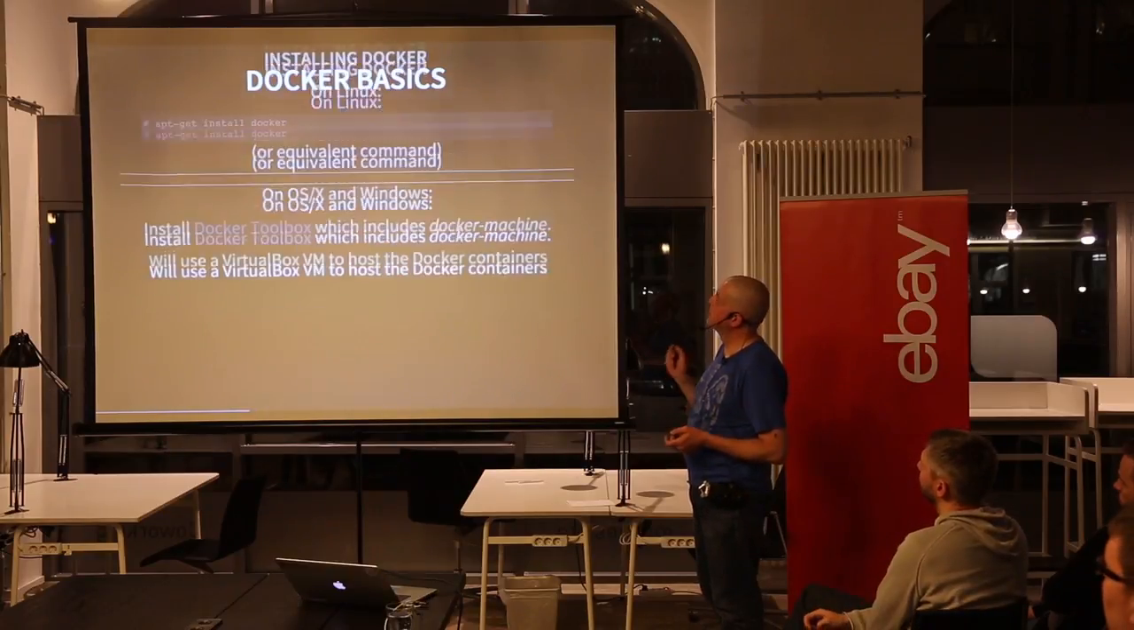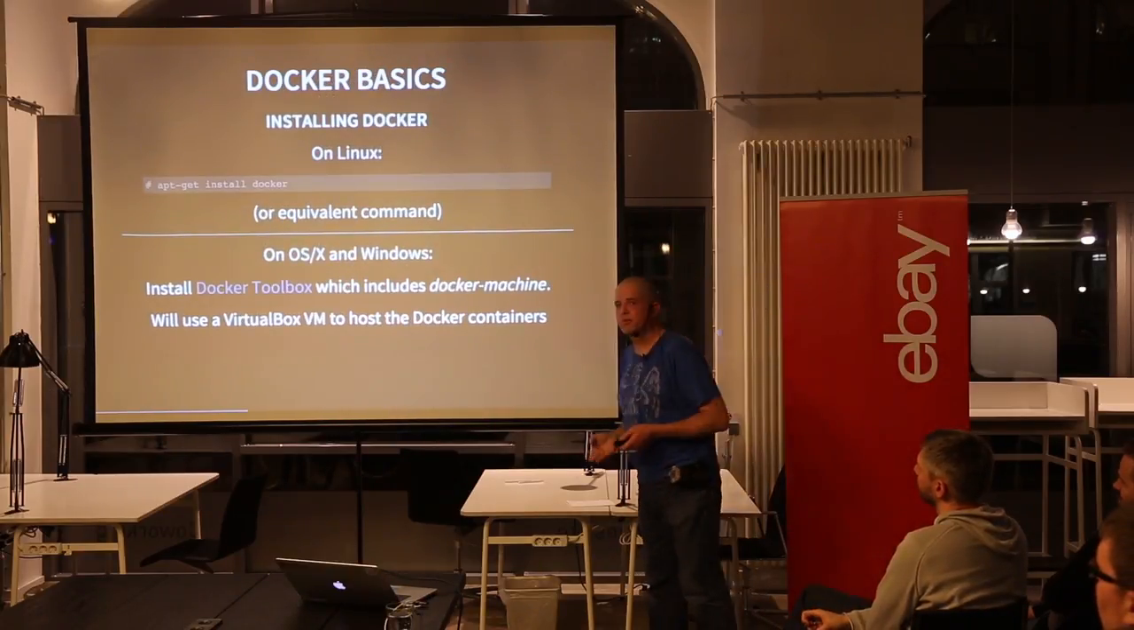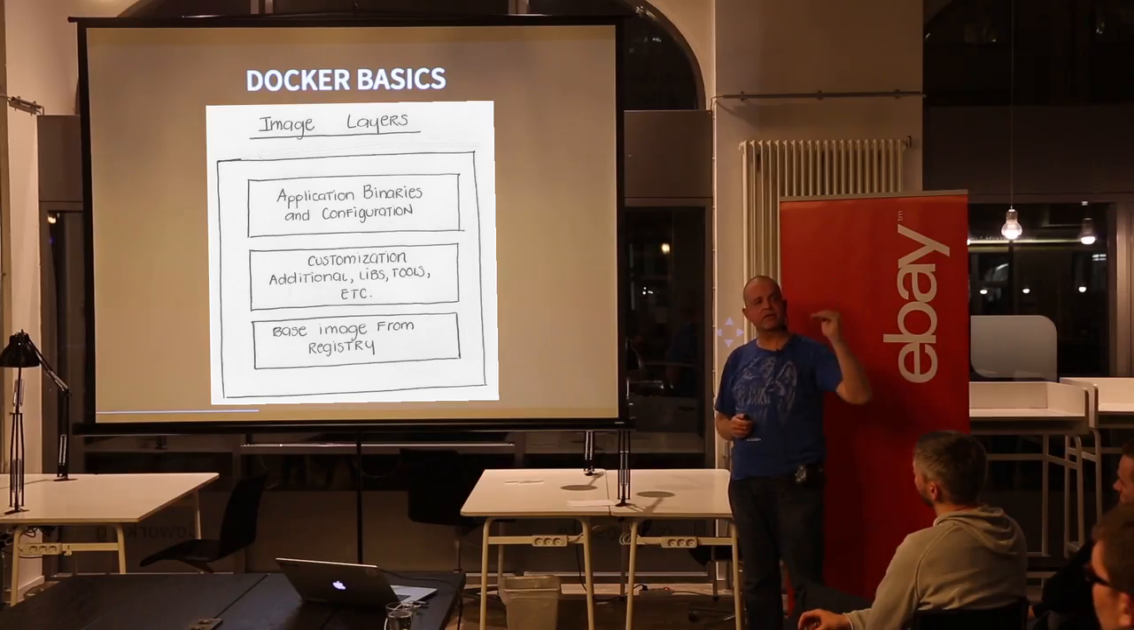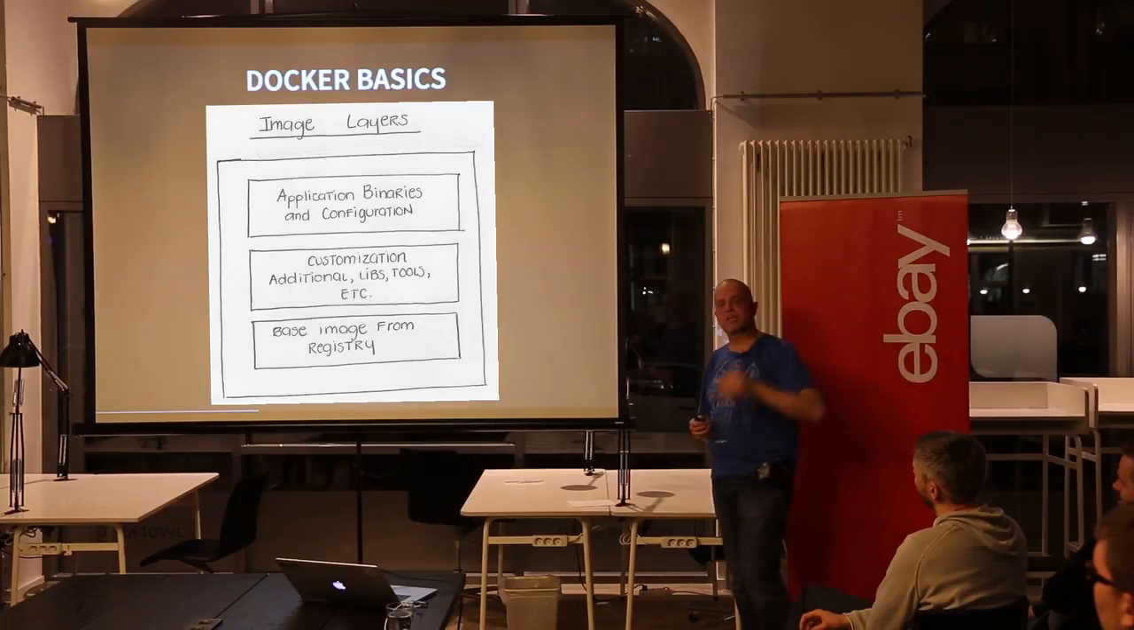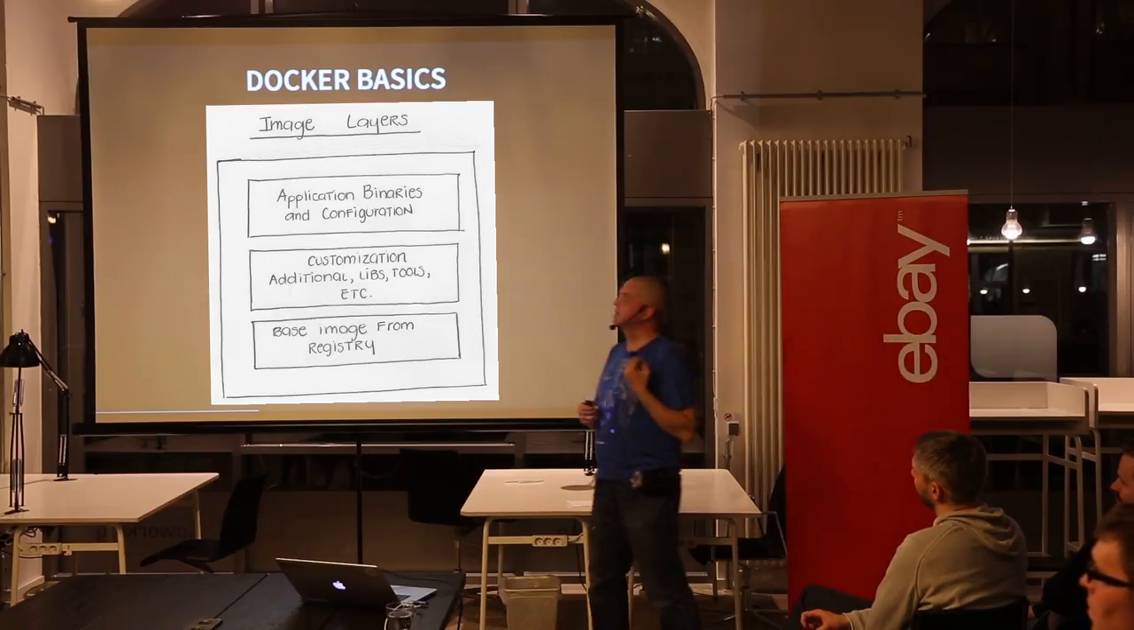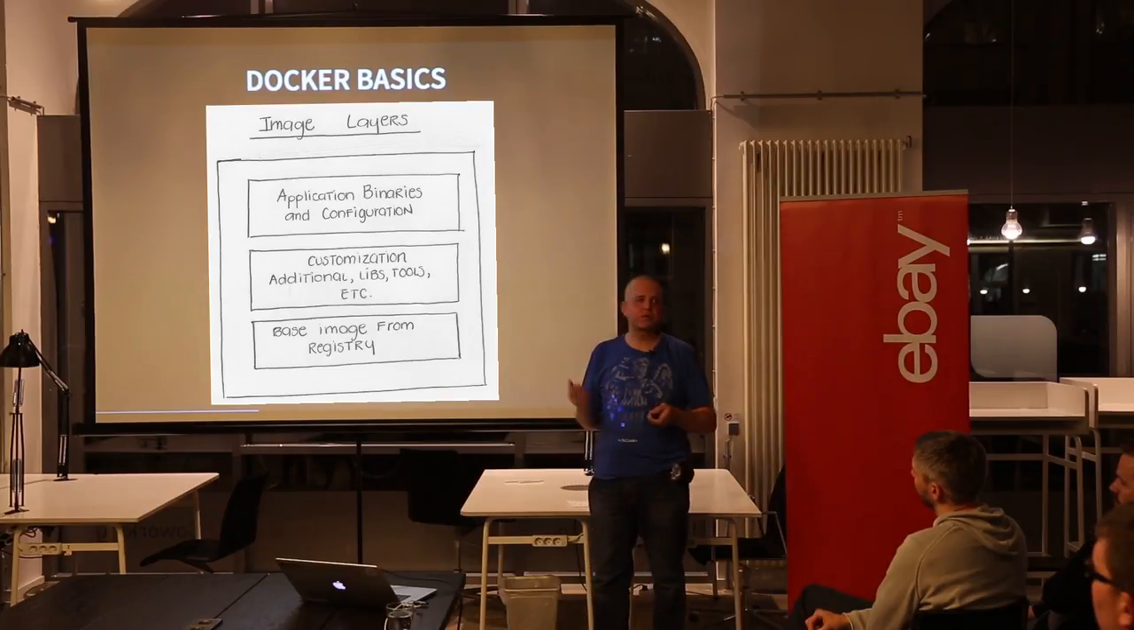So once you have installed Docker, then you want to start creating images, right? So a little bit of Docker concepts. A Docker image is built in what we call layers. Basically, you have your Dockerfile. We'll see an example in a moment. The Dockerfile has a series of directives. Each of those directives actually gets built into what we call a layer.